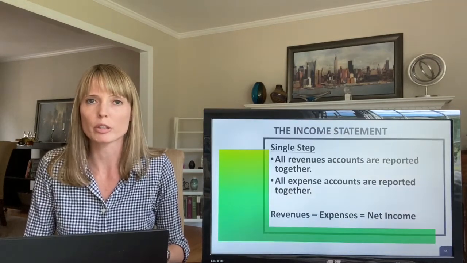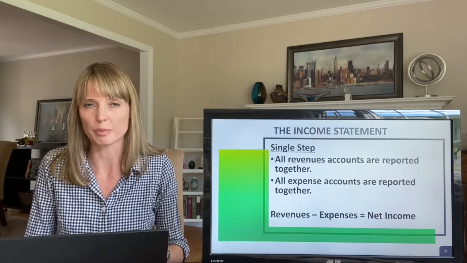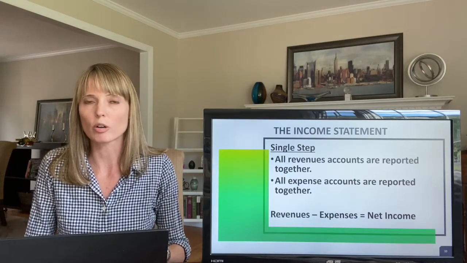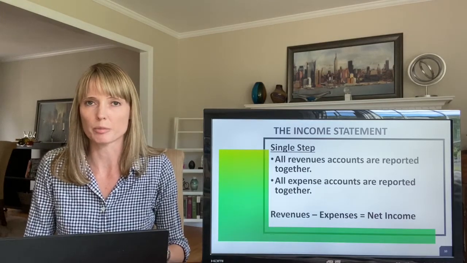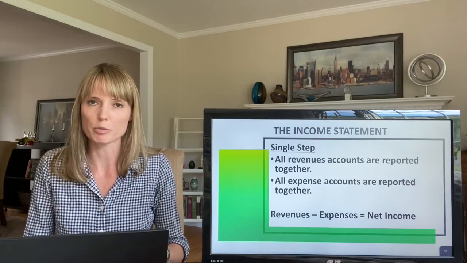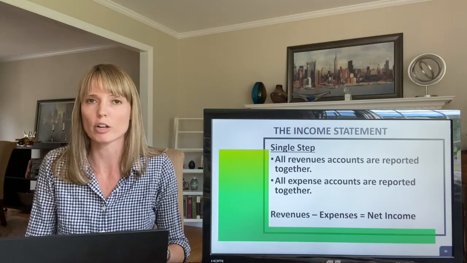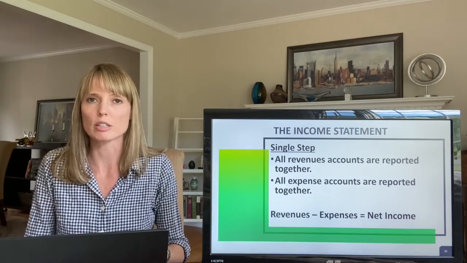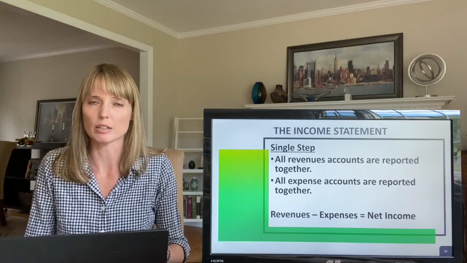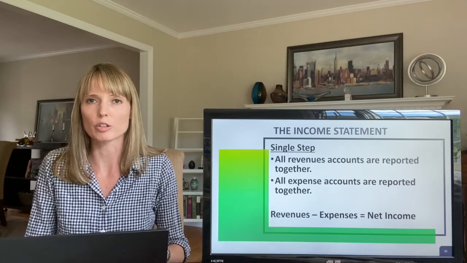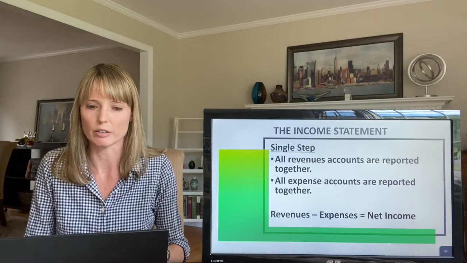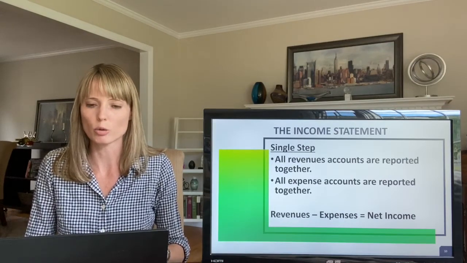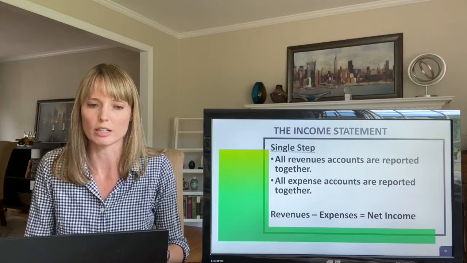At this point, we're only looking at the single step income statement. That's where all of the revenues are reported at the top of the income statement. So if a company has multiple types of revenue, sales revenue, service revenue, rent revenue, those are listed one by one at the top of the income statement. Immediately below the total revenue comes each and every expense account. And there's one total that's shown, and that total is for net income.